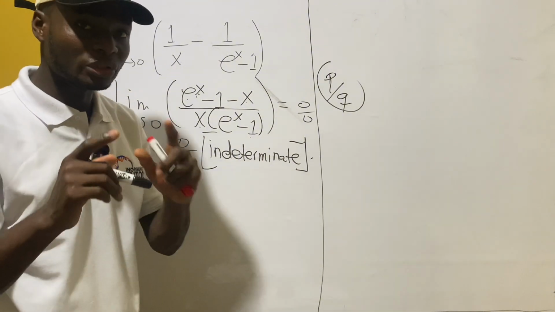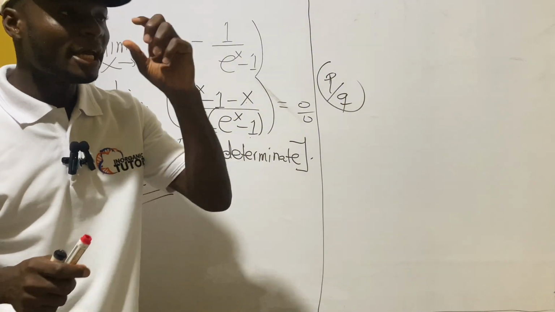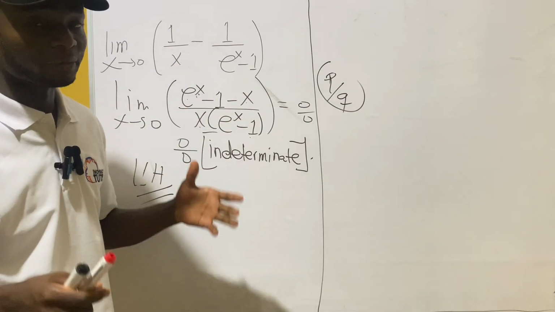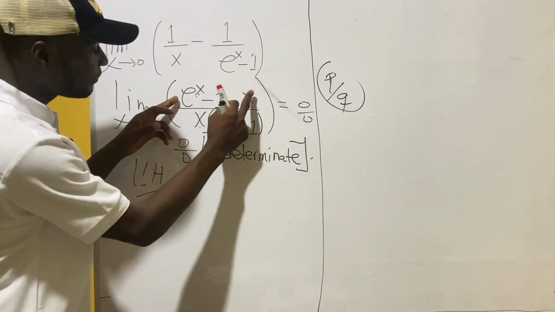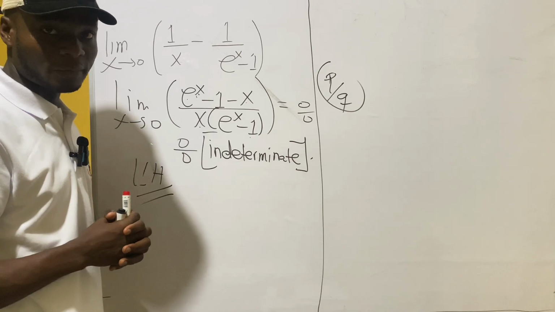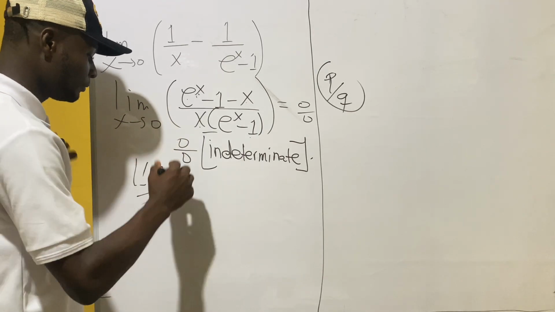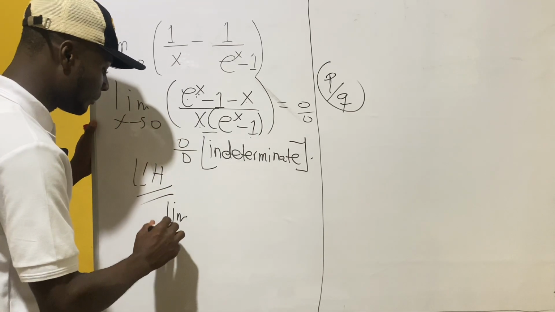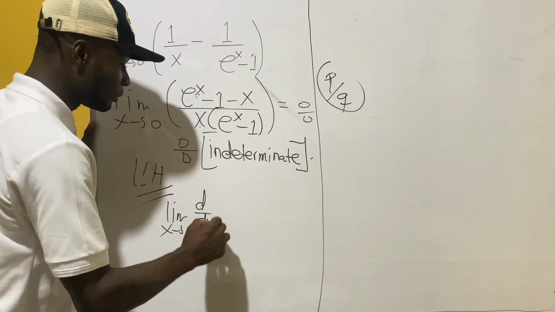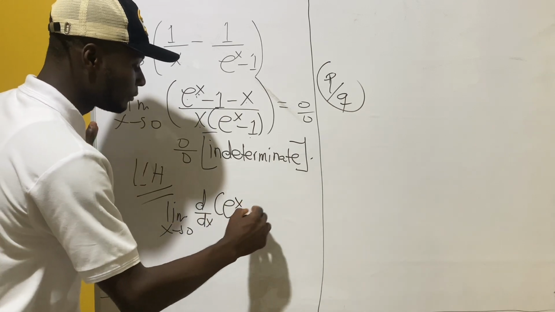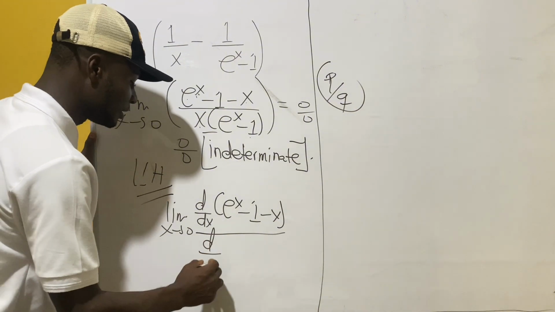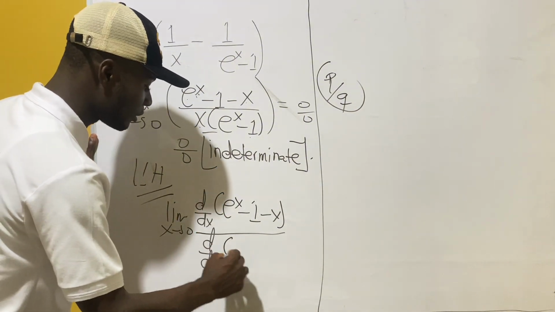L'Hopital's rule says that when you want to use it, make sure you take the derivative of the function with respect to each variable. So we are going to differentiate the numerator with respect to x, then differentiate the denominator with respect to x. So here we go. The limit as x approaches 0 of the derivative with respect to x of the numerator, all over the derivative of the denominator with respect to x.